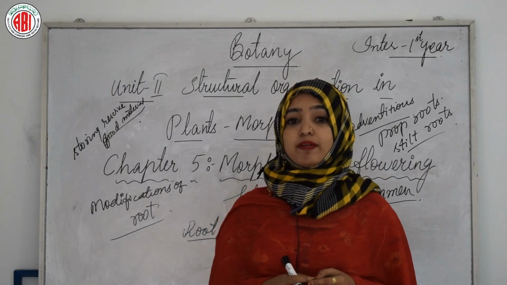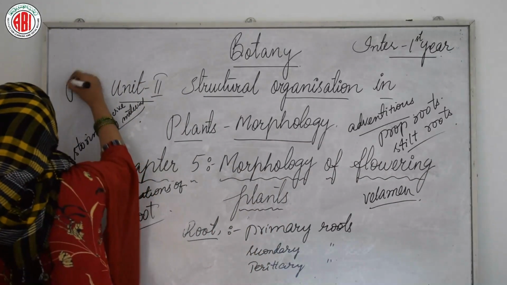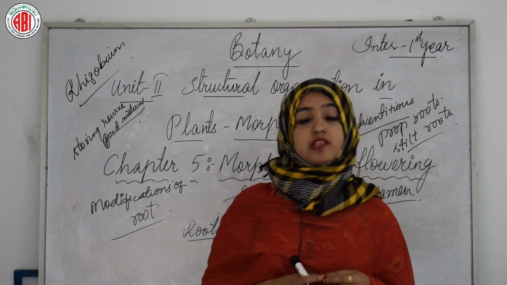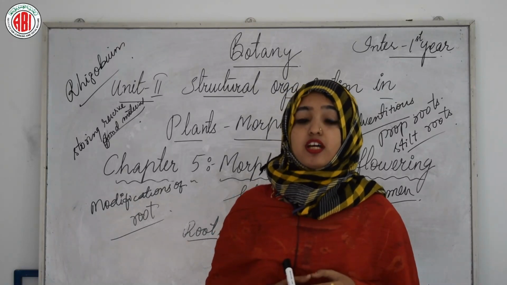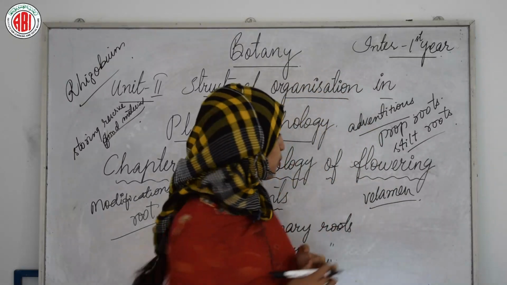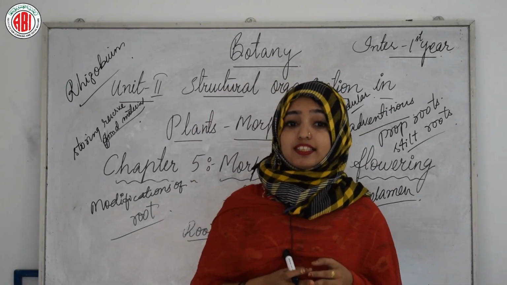And in members of Fabaceae, bacteria known as Rhizobium. Rhizobium is the name of the bacteria that is helpful for nitrogen fixation. They inhabit the root system to fix atmospheric nitrogen by forming nodules, and such roots are called nodular roots. In some plants, the roots are chlorophyllous and perform photosynthesis as in Tinospora.